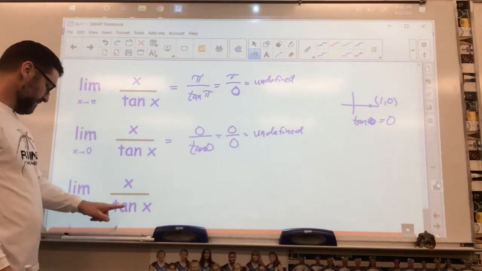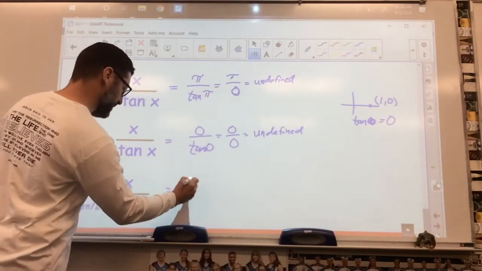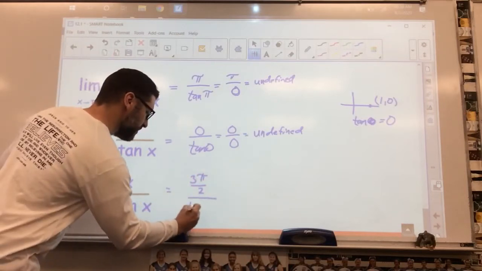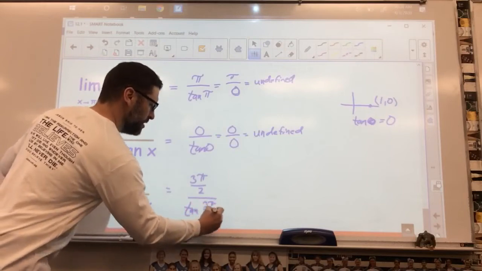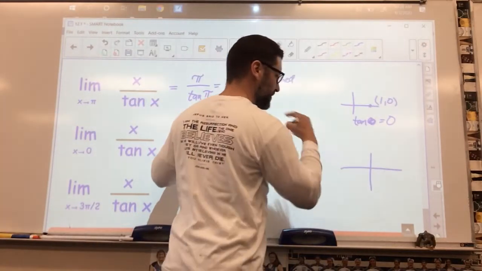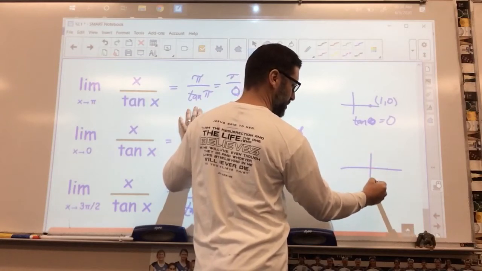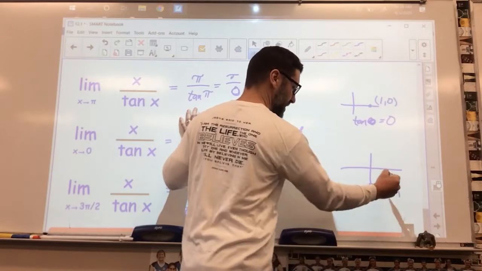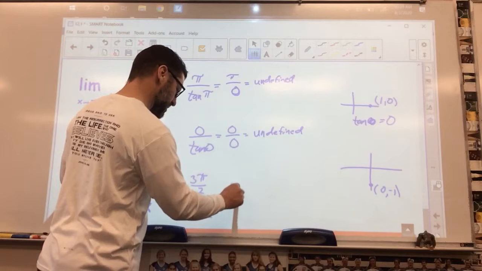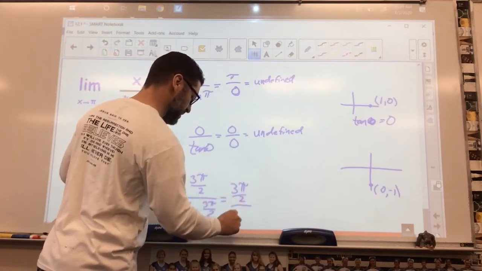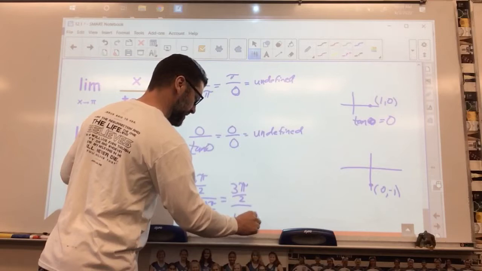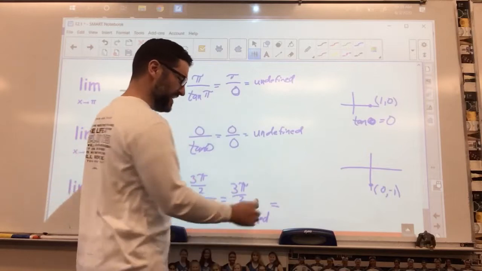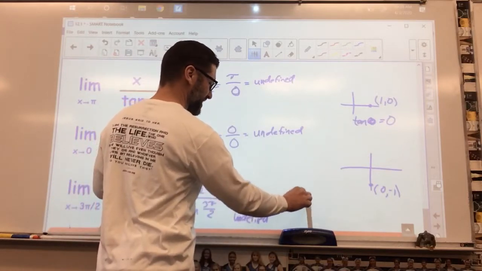Tangent of 3 pi over 2. I'm going to plug 3 pi over 2 in, all over the tangent at 3 pi over 2. Let's find 3 pi over 2. 1 pi over 2, 2 pi over 2, 3 pi over 2 is right here, and that ordered pair is 0, negative 1. Y over x is undefined, so I get 3 pi over 2 over undefined. What is something over undefined? I would probably call it undefined.